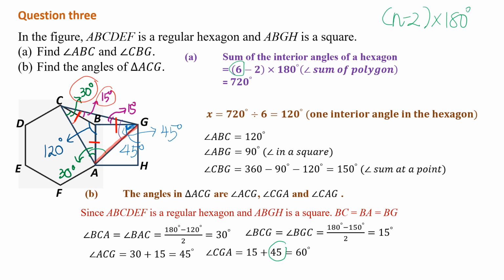Alright, so basically it's just 15 plus 45 gives you 60. Alright, and then the last angle CAG will just be 30, highlighted for you in green, plus this one is also 45. And that gives you 75 degrees.